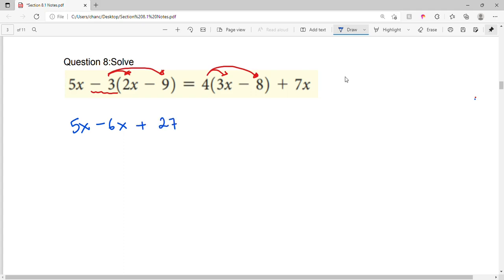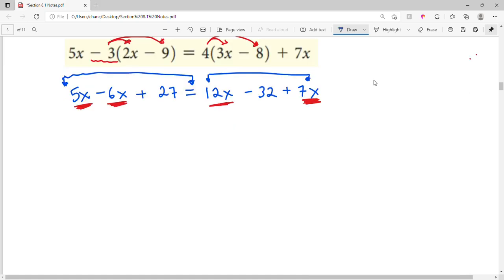I'm going to bring down that equal sign. Distribute the 4 times the 3, that's 4 times 3x, which is 12x. 4 times -8, that's a -32. And we'll drop down that 7x. I want to collect like terms on each side first. So I have a 5x and a -6x. They're on the same side, so just add these together. On the right we have a 12x and a 7x. They're on the same side, so add these together.